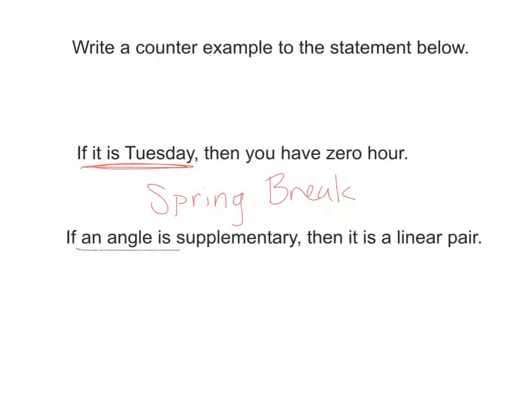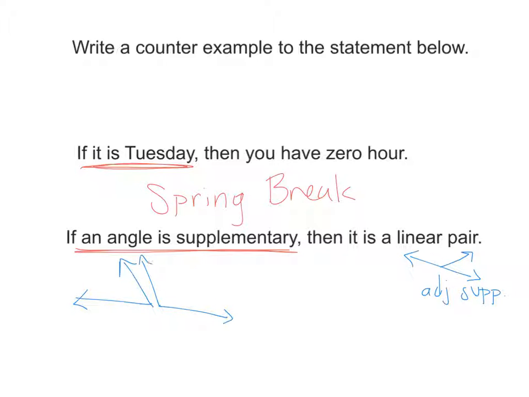There's many different counterexamples, but you have to start with Tuesdays. Okay? So now I have to start with a supplementary angle and make it not a linear pair. So let's just do a little review. Linear pair looks like that. A linear pair, the definition is an adjacent supplementary angle. So how do I make it just supplementary? Well, I get rid of the adjacent part.